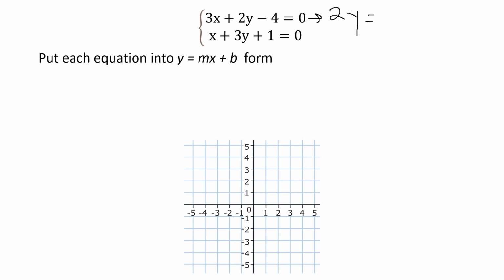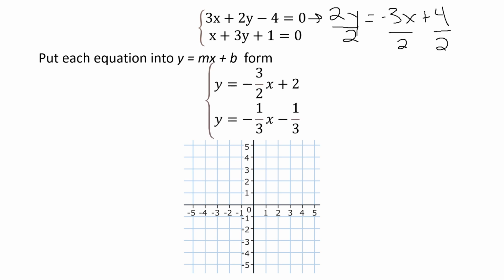So I'm going to move my 3x over. Understood plus becomes a minus. I'm going to move my 4 over. My minus 4 becomes a plus. And now because there's a positive 2 with the y, I'm sorry, not a negative 2, I need to divide every piece by 2. So when I simplify all of that, I end up right here.